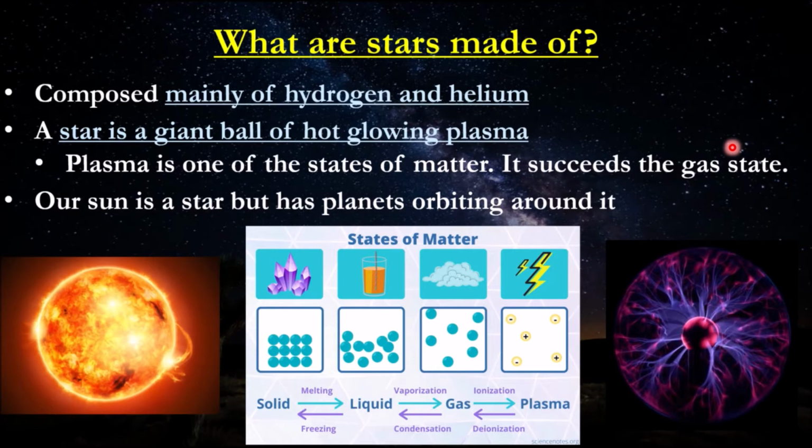So, just a quick recap. Stars are made of mostly hydrogen and helium. They are in the plasma state, and our sun is one type of star that has planets orbiting around it, which makes our solar system.